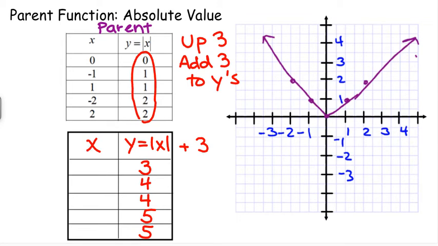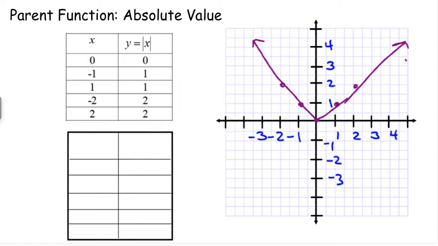Now all of these x values in this column just stay the same. We're not changing the horizontal axes values. So I'm just repeating those values. All right, now we get to go ahead and graph it. So over 0, up 3. Negative 1, up 4. Over 1, up 4. Negative 2, up 5. Right 2, up 5. Notice our graph has shifted up every ordered pair by 3 units on the vertical axes, the y-axes.